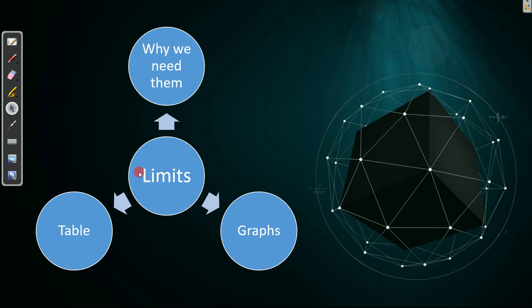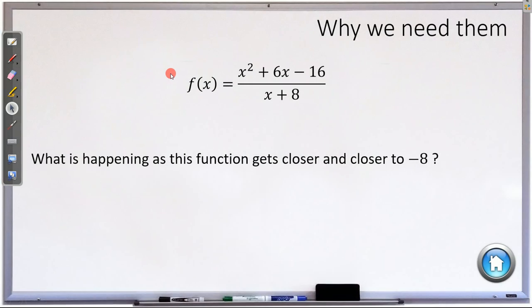So, limits. If you're not familiar with the limits that you used in trig, let's take one quick look at why we need them. So here we have an equation, and it has a domain restriction. There is one number you are not allowed to plug in because there's one rule in mathematics: you cannot divide by 0. And negative 8 makes that 0. So f at negative 8 does not exist.